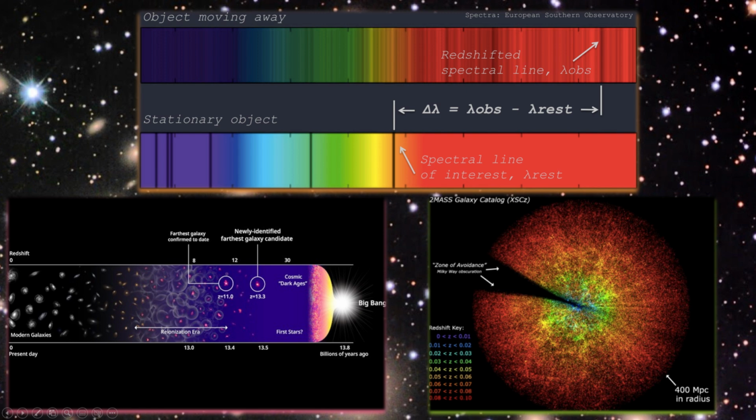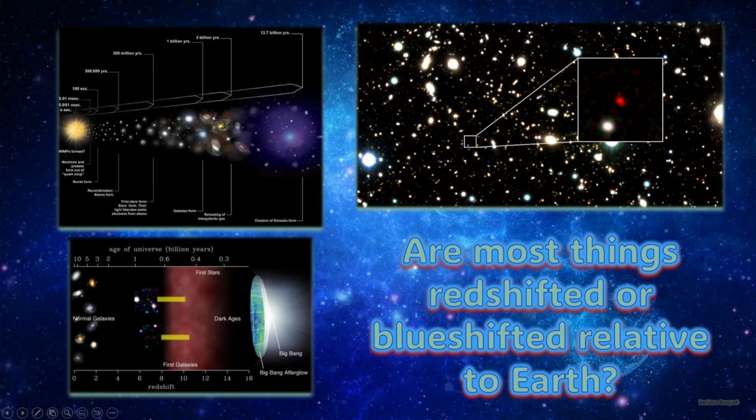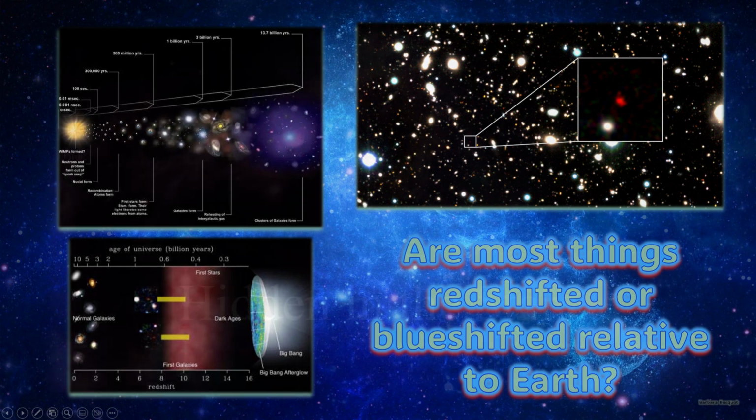We're so used to red and blue indicating hot and cold here on Earth that we forget that they have other meanings, and even us astronomers can get confused sometimes. What do you think? Are most things in the universe being red-shifted or blue-shifted relative to us? Do we really want things to be blue-shifted? Think about what that would mean for a minute.